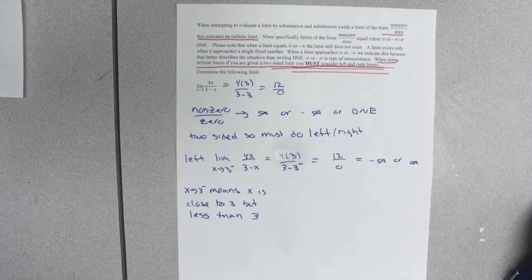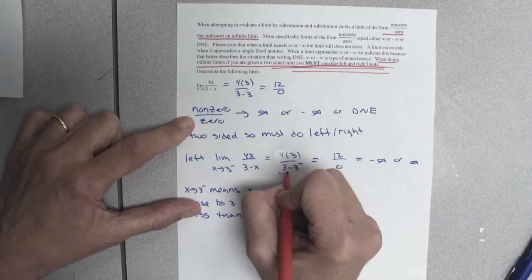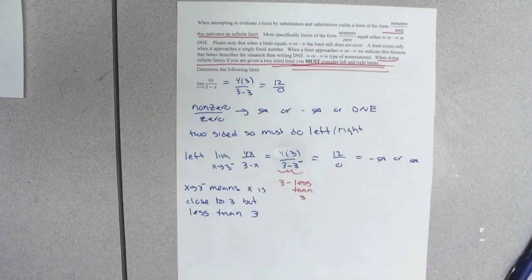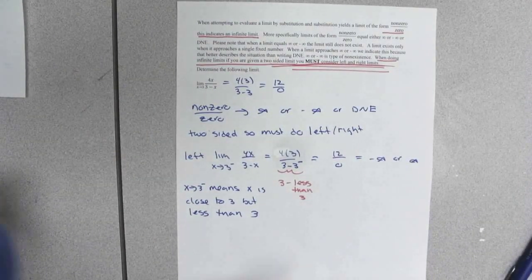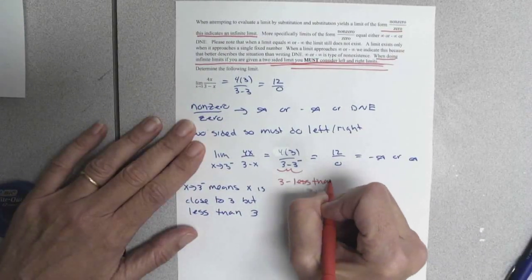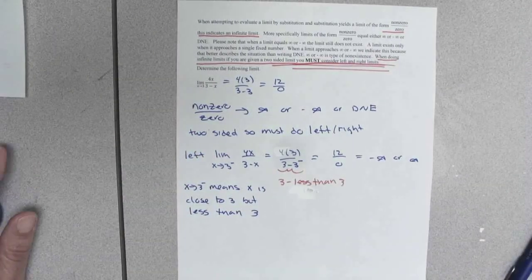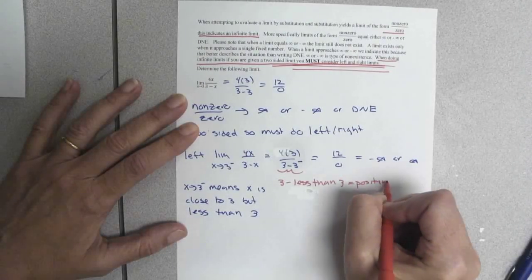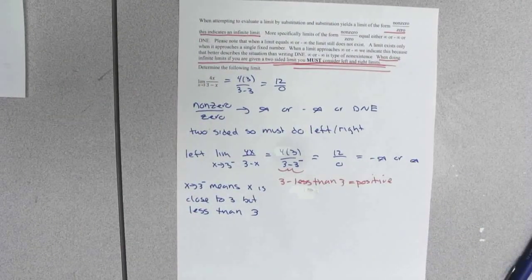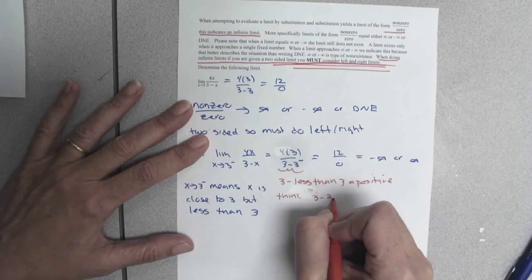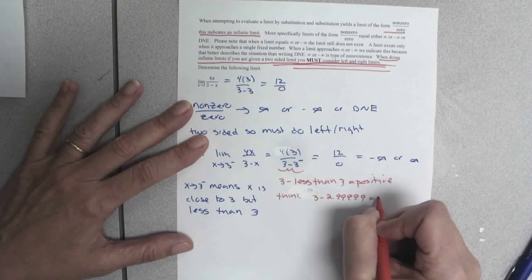So what I've got here is 3 minus less than 3. Let's write it out differently. 3 minus less than 3. Well, 3 minus less than 3 is positive. Now, if you can't reason that out in your brain, you can think this: 3 minus 2.9999999 equals positive.